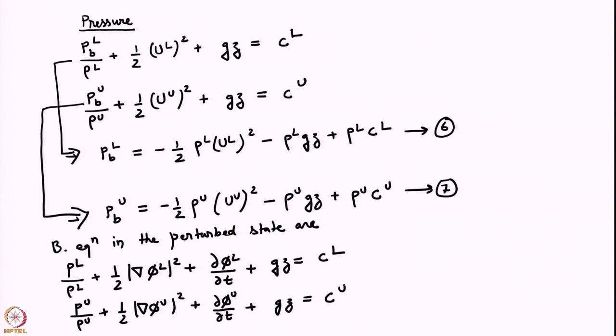Note that in the base state the interface is flat. Consequently, the pressure is going to be continuous. We are going to include surface tension in our analysis. However, we will find that because the interface is flat in the base state, there is no pressure jump in the base state, or in other words, the pressure is continuous at the interface in the flat state. So, that basically leads us to P_B of L is equal to P_B of U at z is equal to 0.